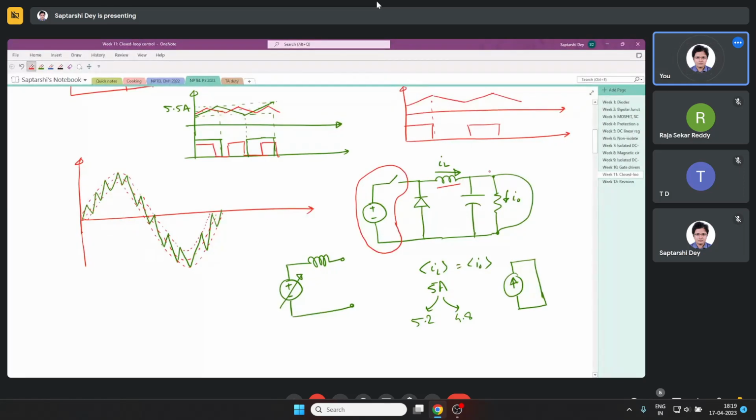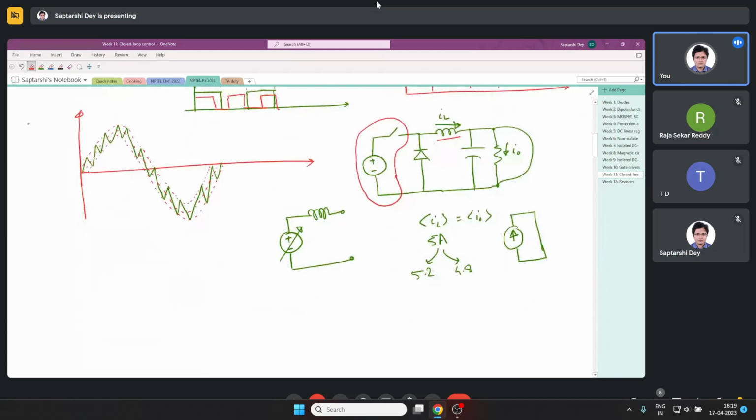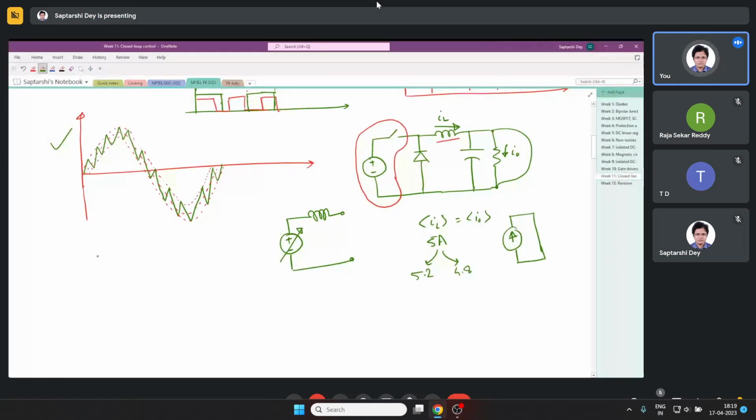All right. So this is another way of current control. A very simple way. This is very much used, as I said, in machines. Say for example, this kind of current you can give in PMSMs or say BLDC machines.